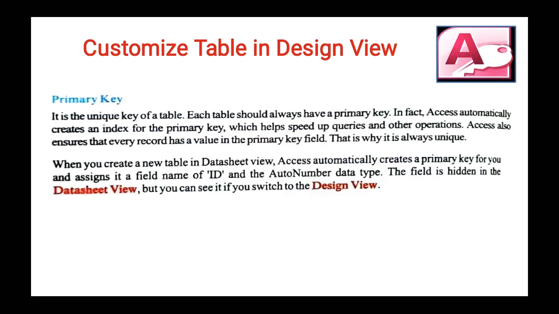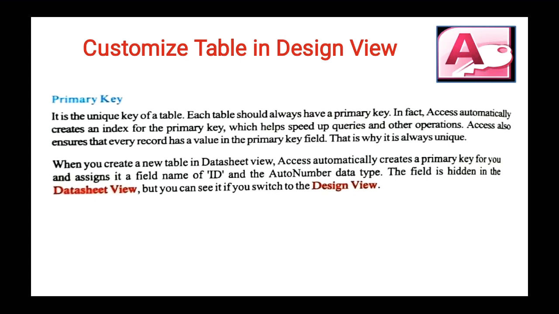Now, we are going to learn about primary key. It is the unique key of a table. Each table should have a primary key. In fact, Access automatically creates an index for the primary key, which helps speed up queries and other operations. Access also ensures that every record has a value in the primary key field. That is why it is always unique.